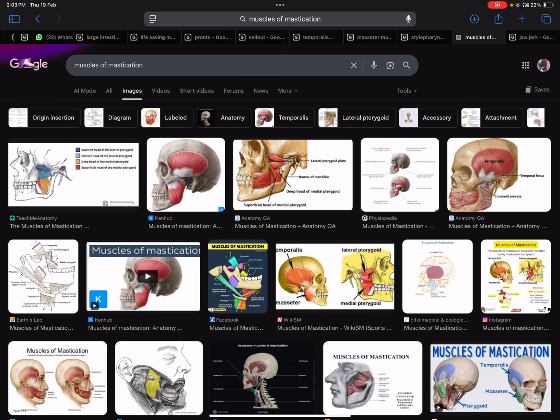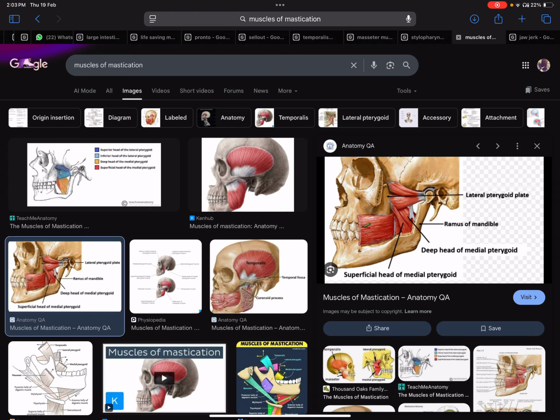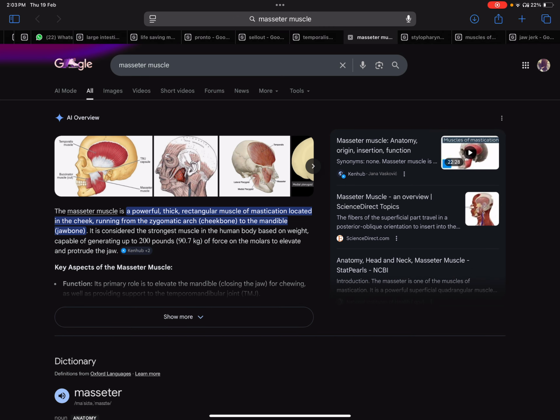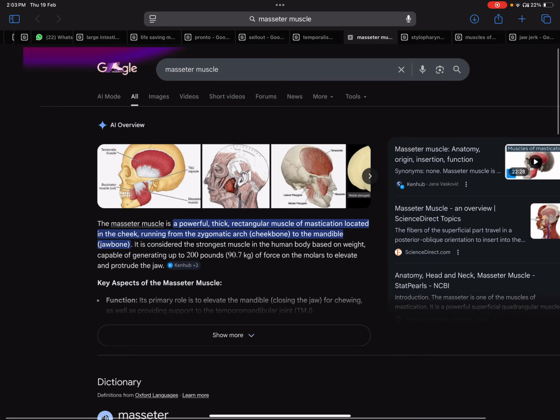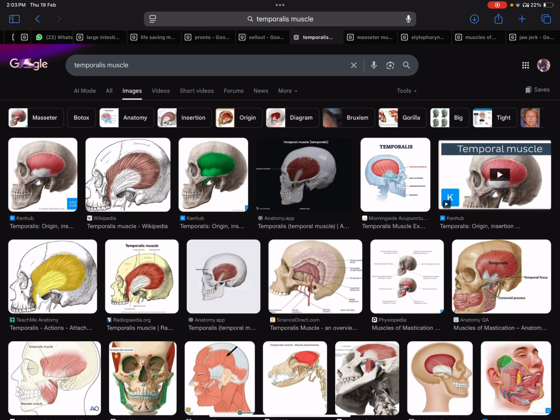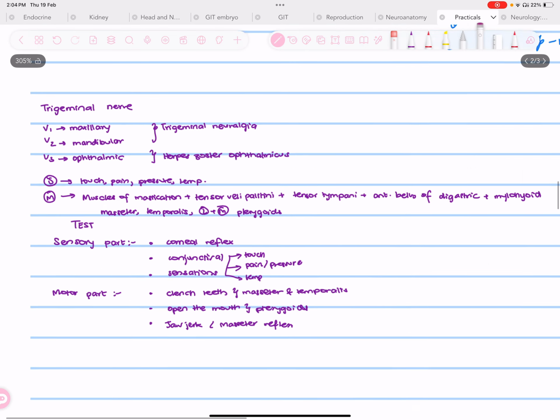And if you want to see the muscles of mastication, these are the muscles of mastication. You can see lateral and medial pterygoids. The largest one, that's masseter, and this is temporalis. So this is masseter. The one at the top, that's temporalis, and the lower one, that's masseter. So I hope you've seen these. This is temporalis. Okay, so yeah, that's pretty much it. We've covered the trigeminal nerve.